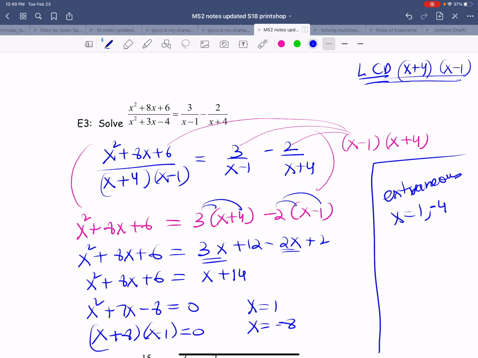These are the two numbers that will not be allowed to be the solutions. Why? Because they make your denominator 0. So x equals 1 is not allowed, x equals -4 is not allowed. So here's my troublemaker, x equals 1. That's not going to be a part of my solution. The only one we're going to include is x equals -8. That is my only solution, because x equals 1 is not an allowed solution.